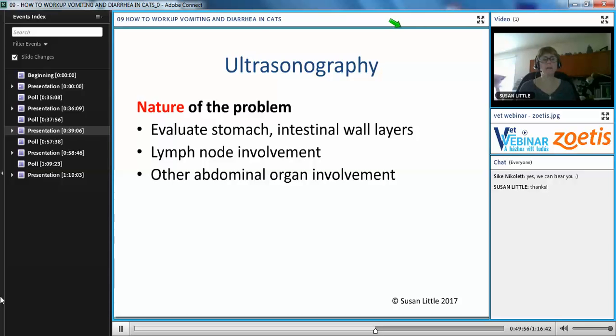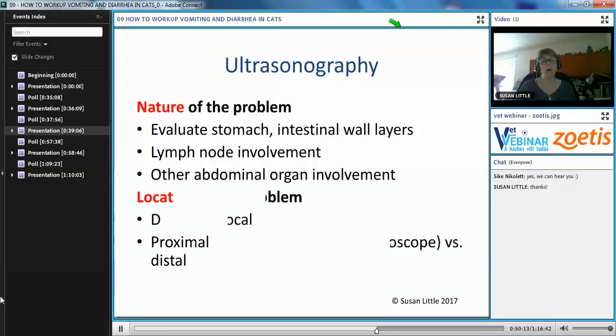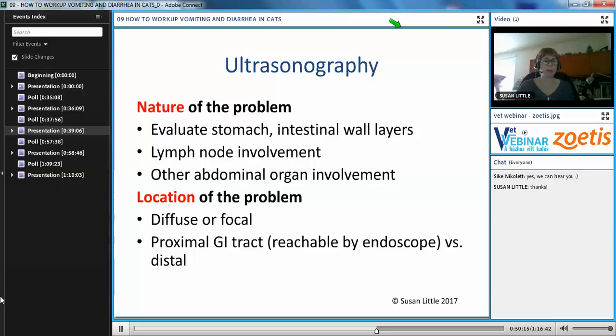So ultrasonography is often good at giving you information on the nature of the problem. It can help evaluate the layers of the intestinal wall or the stomach. So is the thickness or the architecture normal? It can tell us if lymph nodes are involved, for example. Are other abdominal organs involved? That type of information. And it can localize the problem. So is more than one organ involved, or is it targeted? Is it just focal to one organ?